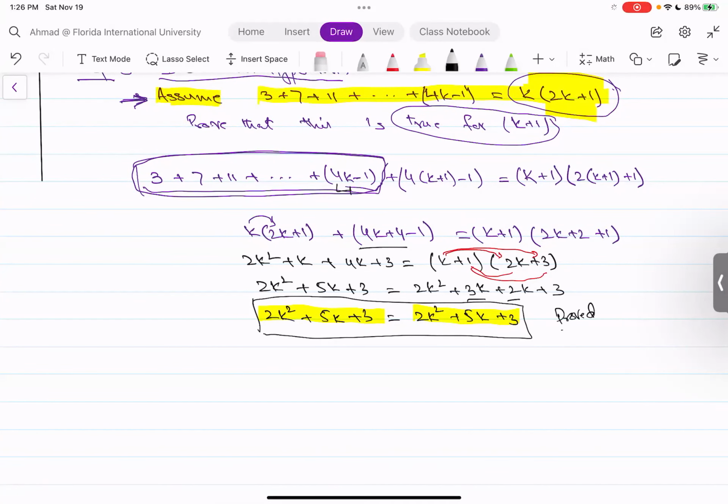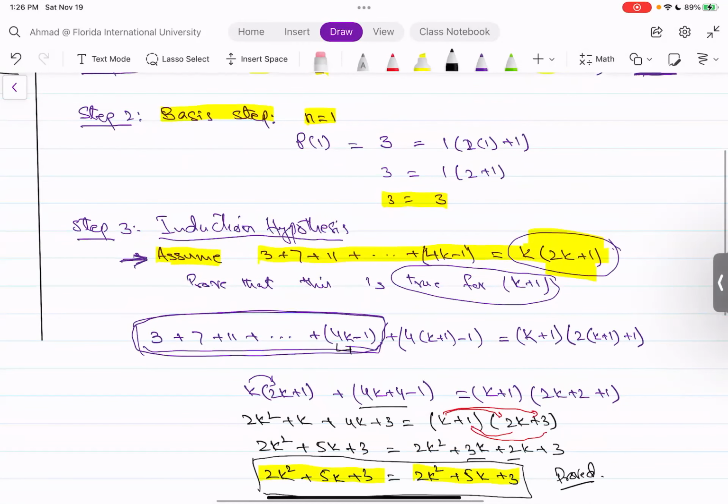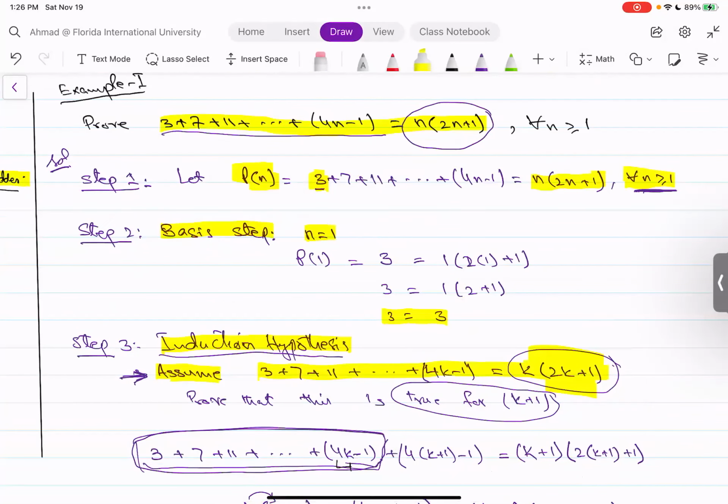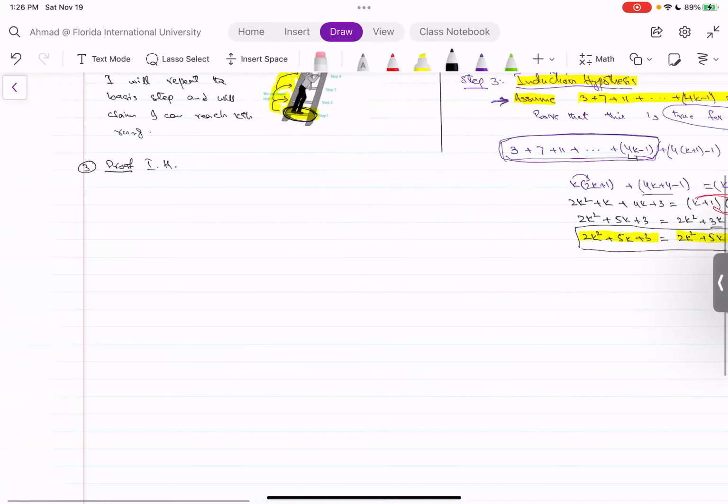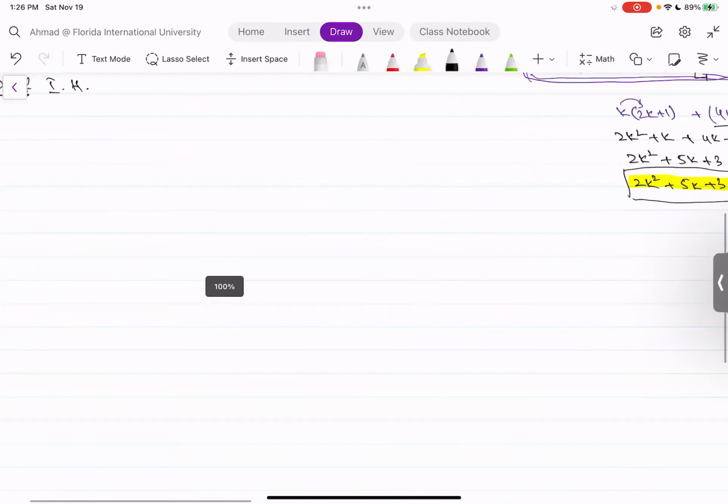If my induction hypothesis is proved, then what this means is that this is correct, this is true, and we can use this formula, right? So let's see a few more examples, and then we'll come back. Let me show a few more examples here.